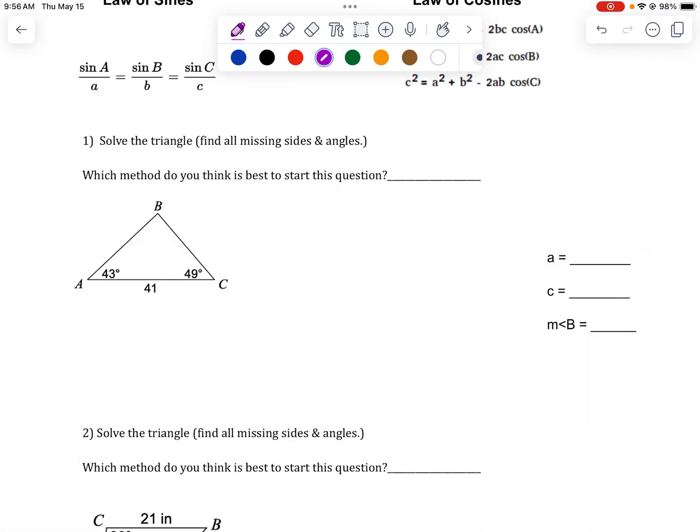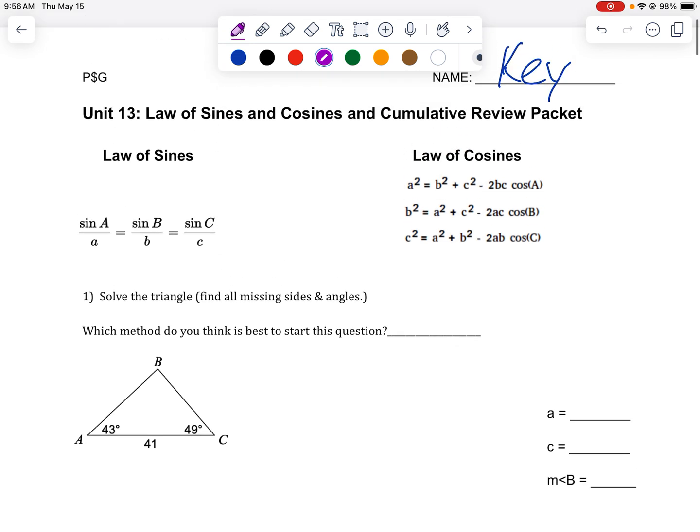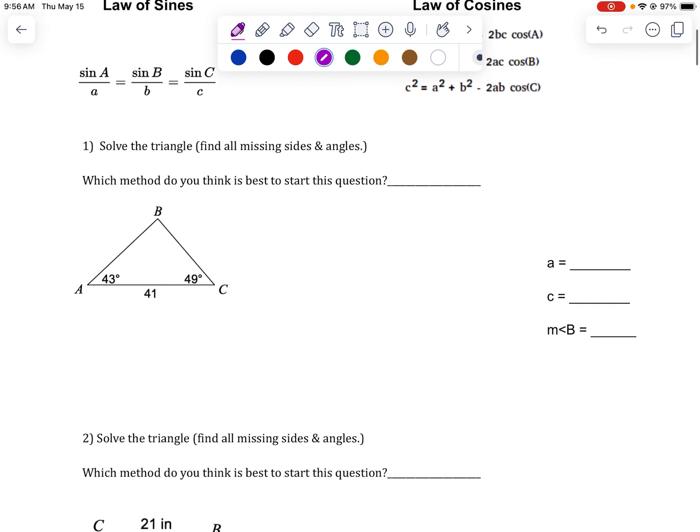Okay, here we go. Number one, review packet. Solve the triangle, find all sides and angles. Luckily, we have our nice little formulas up here for you. Which method do you think is best? So I recognize now we have an angle, a side, and an angle. That would tell me law of sines is best because I have two angles in this problem, an angle, a side, and an angle.